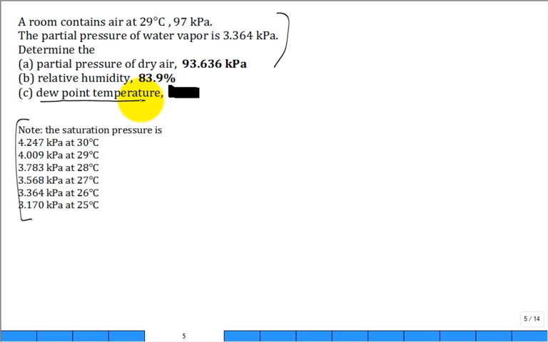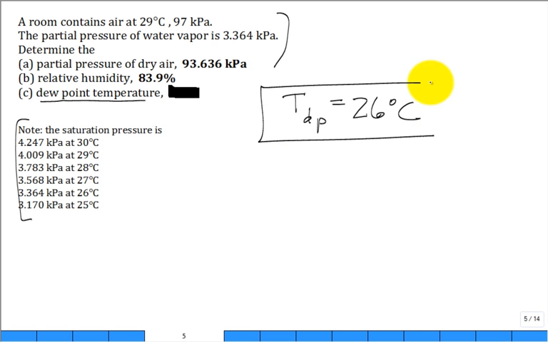All right, what I'm looking for is somebody to say temperature, our subscript is dP for dew point, I forget what the textbook actually uses, is equal to, and you said that it was 26 degrees C? How did you get 26 degrees C? Which is the correct answer?